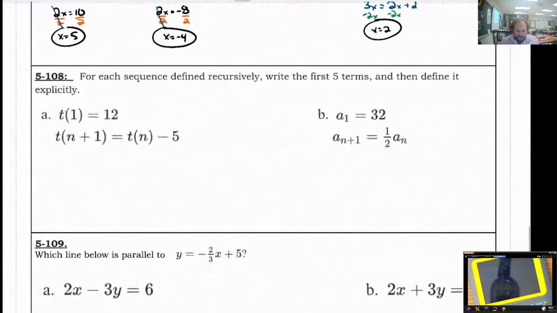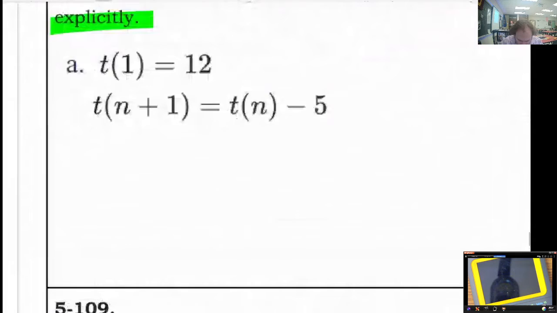Okay. For 5108, we got each sequence is defined recursively. We're going to write the first 5 terms and then define it explicitly. So we're going to do both those things. Let's start with the first one.